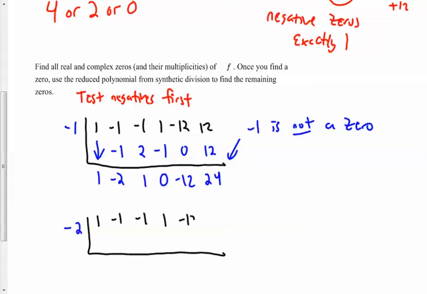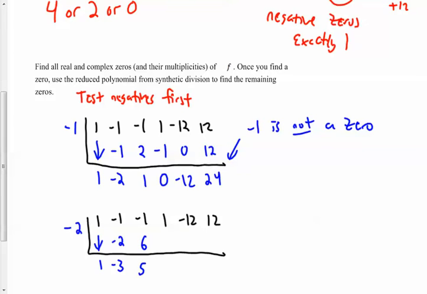Bring down the first number. So 1 times negative 2 gives me a negative 2. Add it down, we get negative 3. Negative 3 times negative 2 gives me positive 6. Add it down, we should get positive 5.